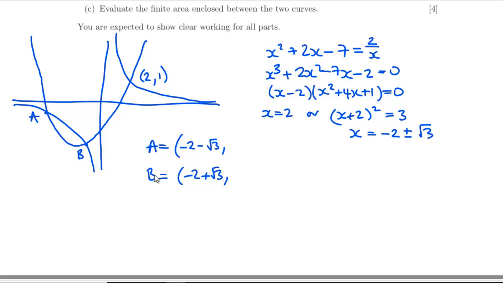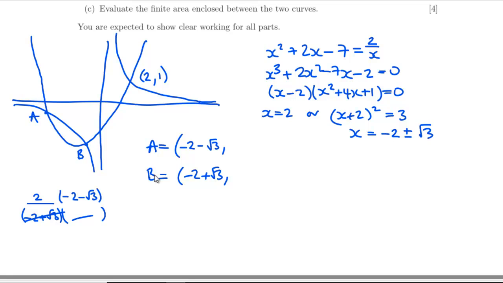So we need 2 divided by that. So 2 divided by minus 2 plus root 3. So we'll be multiplying top and bottom by minus 2 minus root 3. So what would we get on the bottom? We're going to have 4 minus 3. So that's going to disappear. So we're going to get for, which one was it?